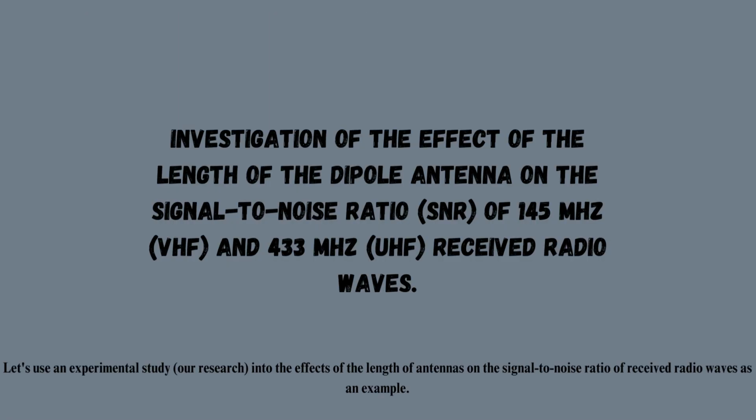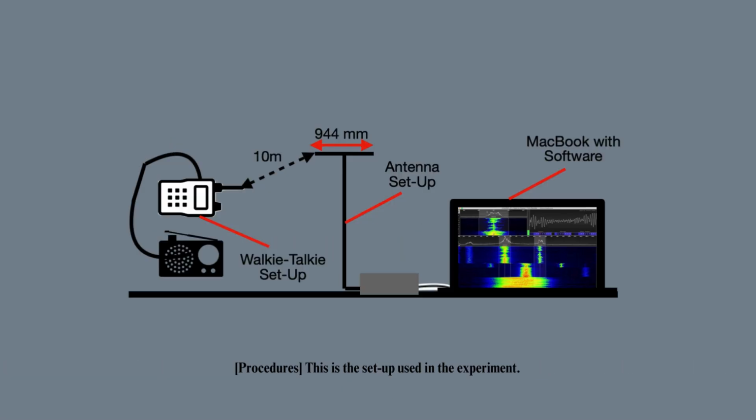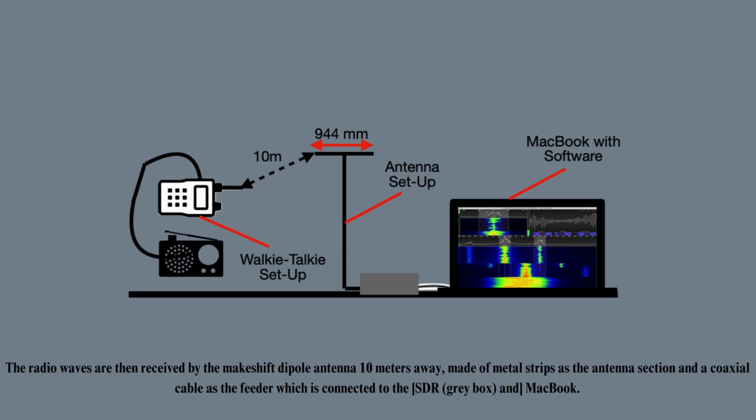Let's use an experimental study into the effects of the length of antennas on the signal-to-noise ratio of received radio waves as an example. This is the setup used in the experiment. A 400 Hz audio file is transmitted at 145 and 433 MHz respectively, using the walkie-talkie setup. The radio waves are then received by the makeshift dipole antenna 10 meters away, made of the metal strips at the antenna section and a coaxial cable at the feeder, which is connected to the MacBook.